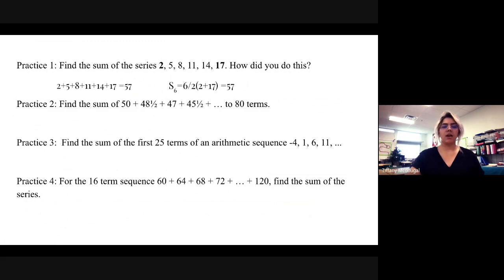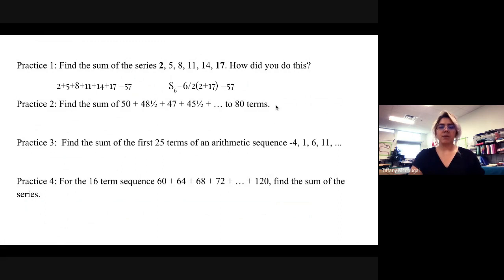All right, looking at that second practice question, find the sum of 50 plus 48 and a half plus 47 plus 45 and a half plus ... all the way to 80 terms. Now, in this case, I don't have the last term, so I am going to be stuck using that long formula. So there's two things I need for that long formula. I need the first term, which I can see right here is 50, and I need the common difference, which is what is being added, or in this case, subtracted. So I can see that this sequence is going down by, what is it, 1.5? Yeah, 1.5. 50 minus 1.5 is 48.5.